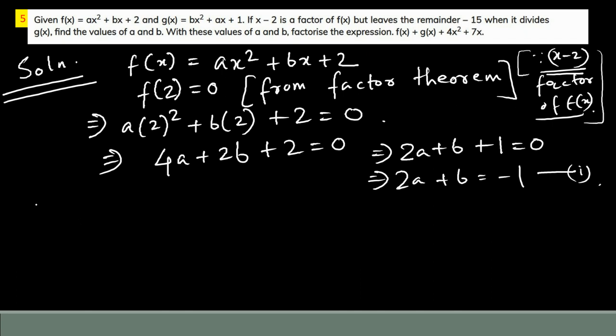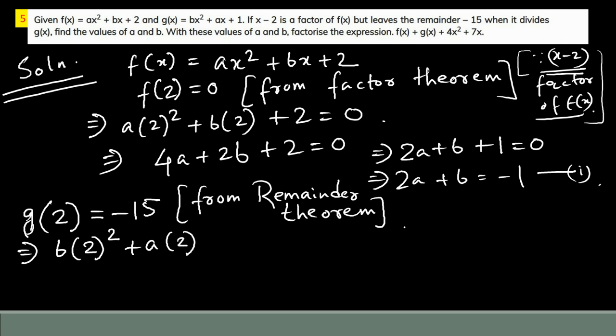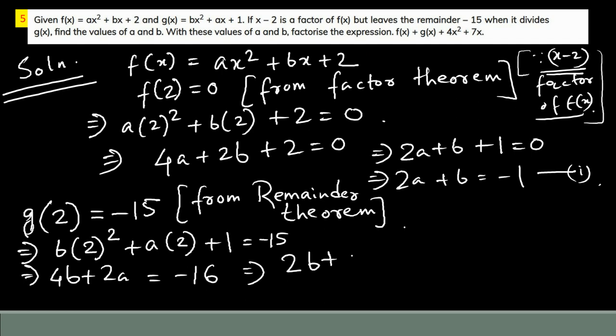The other equation is from the remainder theorem. When g(x) is divided by x minus 2, we get a remainder minus 15. So we have to use this fact that they have given us. So g of 2 should be minus 15, right? This is from the remainder theorem. So g of 2 equals minus 15 means b of 2 square plus a of 2 plus 1 equals minus 15, right? So this is 4b plus 2a equals minus 16. If you divide it by 2, 2b plus a equals minus 8. So basically, this should be equation 2.